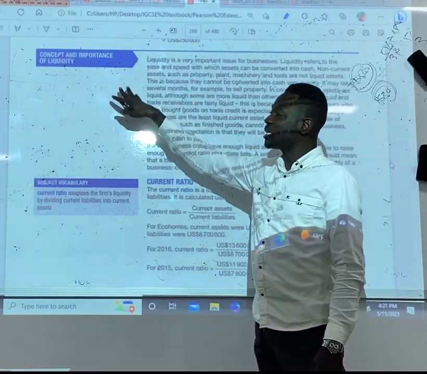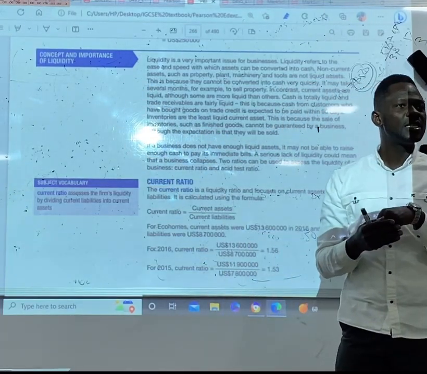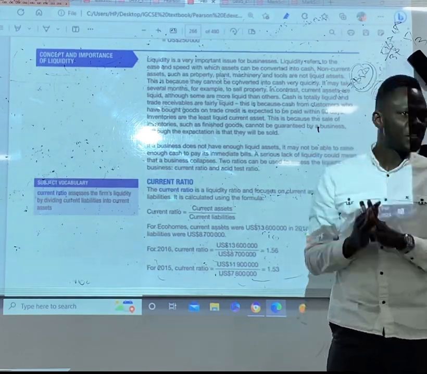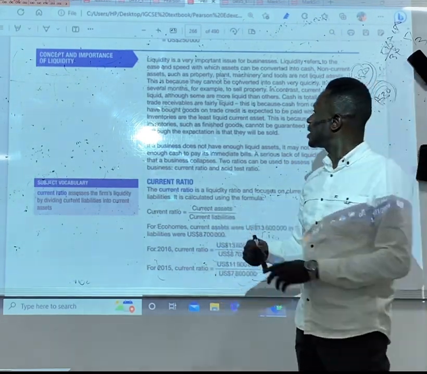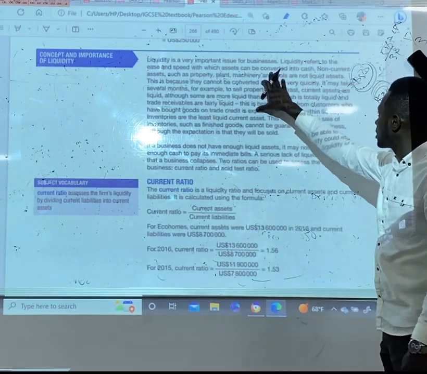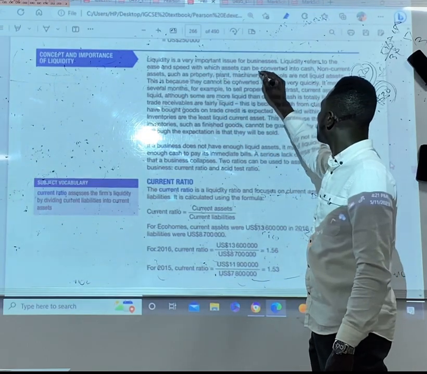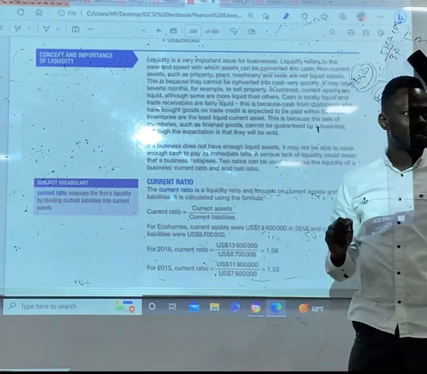The concept and importance of liquidity. Remember we said liquidity is the ability to turn resources into cash. That is liquidity. Yes, liquidity is a very important issue for businesses. Liquidity refers to the ease and speed with which assets can be converted into cash. That is liquidity.